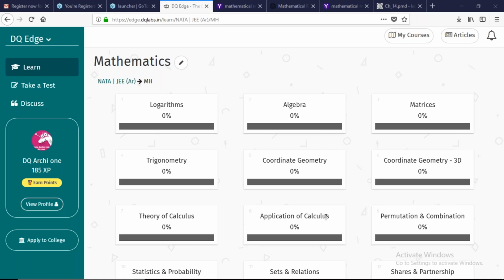Shreya asked about sets and relations. I'm so sorry, Shreya, okay, quickly, I'm just telling you. Harshita, just wait. We'll give you access. Okay.